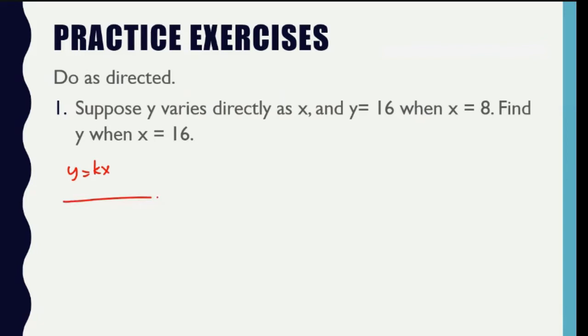And I will be using a table of relation to represent the values. So you will be having x is 8 and y is 16. Find y when x is 16. So again, I will use the initial values of x and y to get the value of k. So y is equal to 16 and x is equal to 8. 16 is equal to k times 8. So dividing both sides by 8, you will be having k is equal to 2.